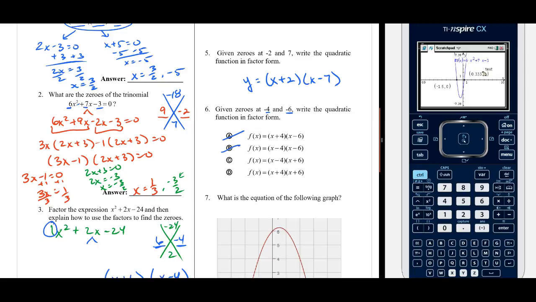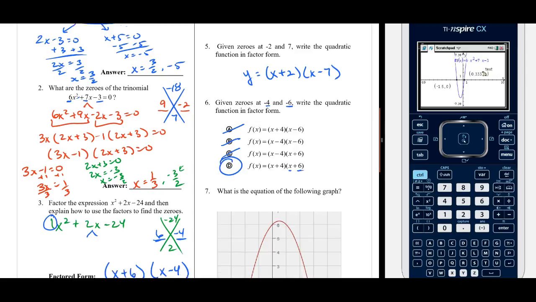B is out because we already said that negative 4 plus 4 worked. C is out, so D has to be it. Negative 4 plus 4 is 0. Or if I plug in a negative 6 plus 6, it's going to give me 0. So D has to be the correct answer.